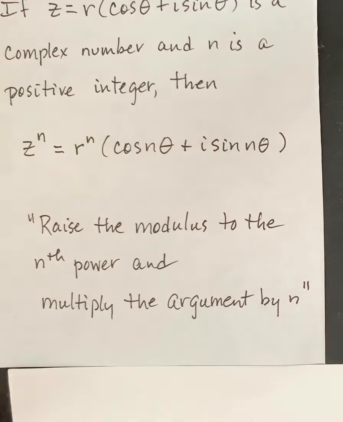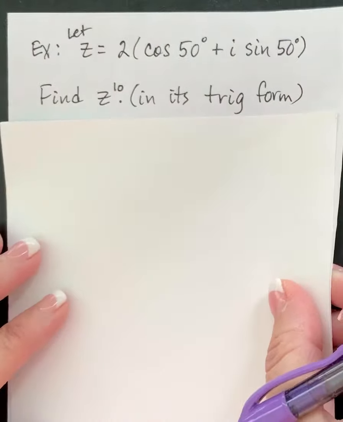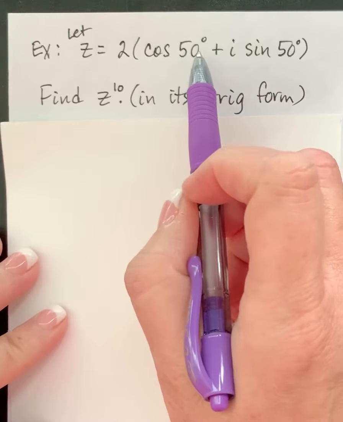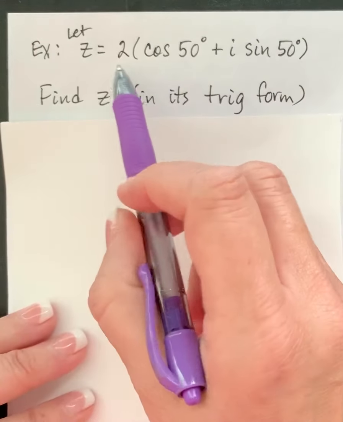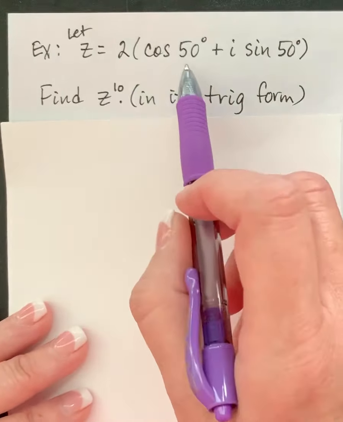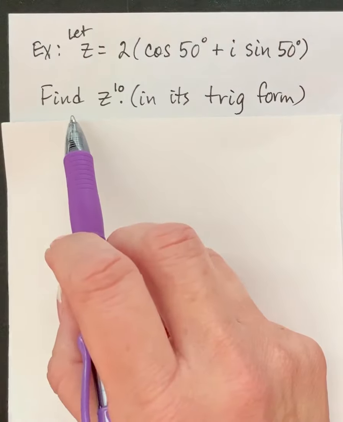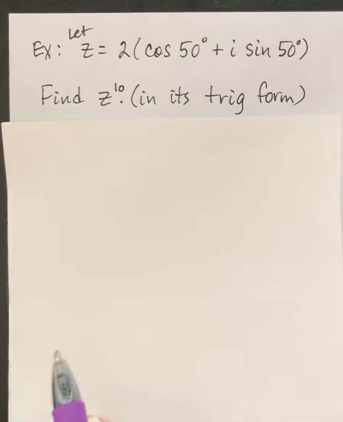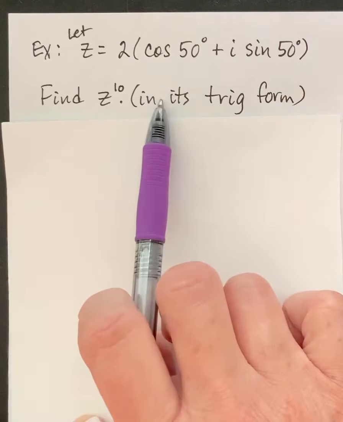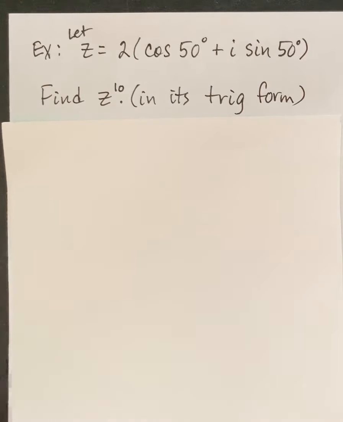Okay, so if you're strictly doing this in trig form, it's going to be very easy. So let's say you're given this number in its trig form, and it's in degrees, so we'll just work it in degrees. z equals 2 cosine 50 degrees plus i sine of 50 degrees. And the question is, find z raised to the 10th power. And we are going to just do it in the trig form again.